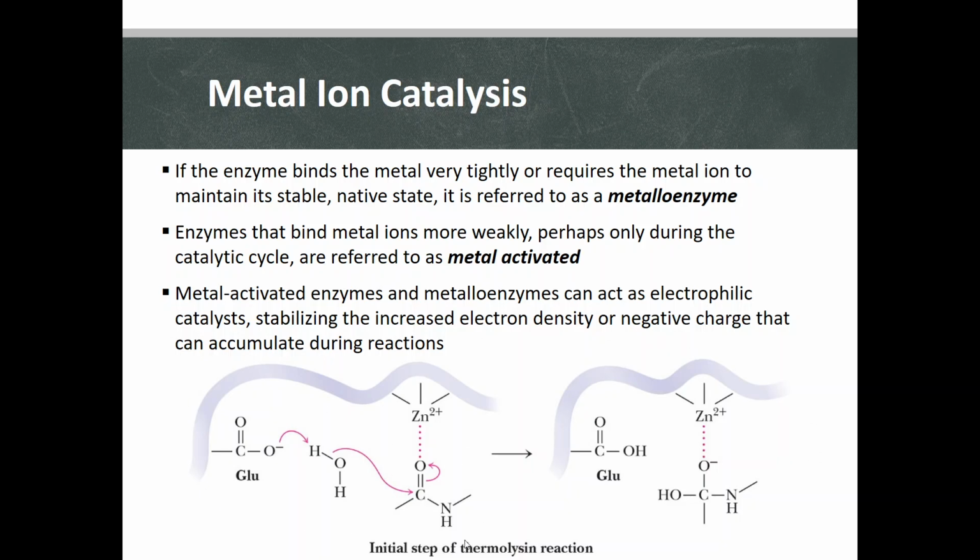The example here that I'm showing you is the first step of the thermolysin reaction. Thermolysin is a protease. It digests other proteins. This is a very interesting example because in that first step, what you see is a conversion of an sp2 hybridized carbon, a carbonyl carbon, into a tetrahedral sp3 hybridized carbon. I'm not talking about how this is occurring just yet. I'm talking about the role of the metal here.